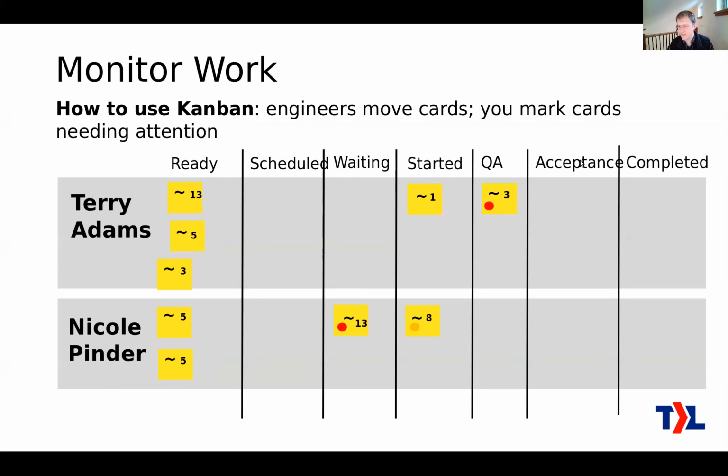QA and acceptance are things you may or may not have, depending on how much process you want to have in your team. QA would be where a second engineer looks at that ticket to say, okay, is it really done, yes or no. Acceptance could be, if you have a specific process, for your customer to say, yes, I agree this work is done, and then it goes to completed. So QA and acceptance are kind of extra credit.